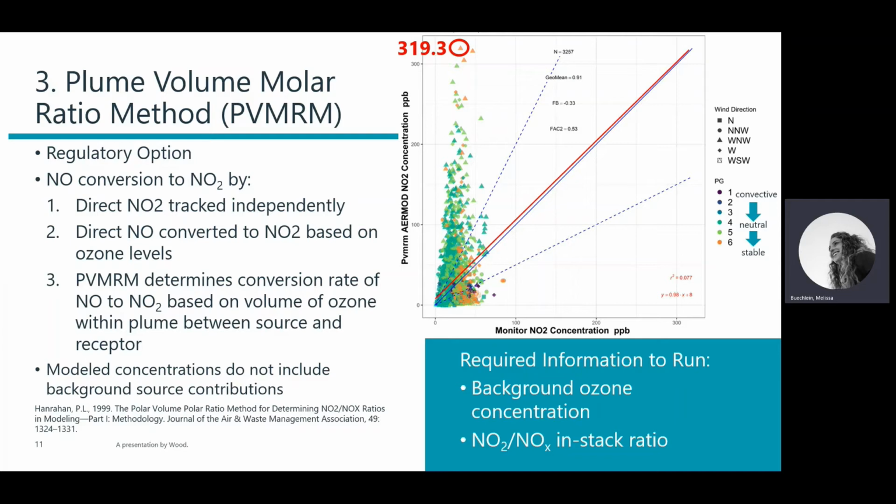The third method we examined is the plume volume molar ratio method, or PVMRM, and it is similar to the last method, only the NO to NO2 conversion is determined based on the volume of ozone within the plume between the source and the receptor. Here, the maximum concentration is 319.3 ppb, which is over 3 times the monitor concentrations.